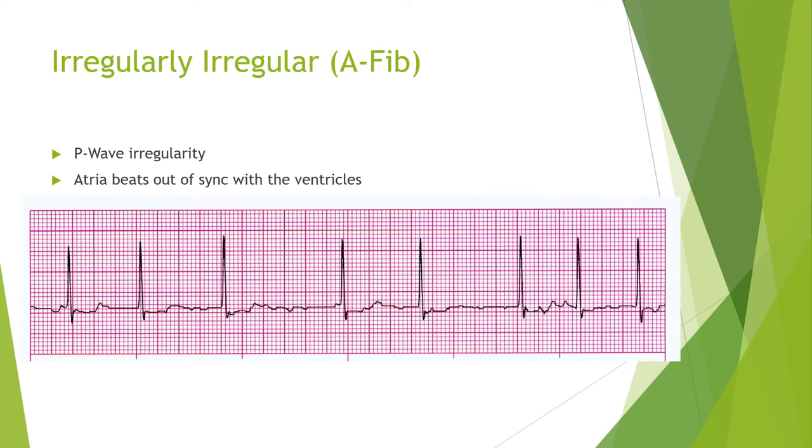Irregular, or AFib. When something fibrillates, it's very random and kind of quivering. There's no discernible P waves, or we can't tell what's a P wave and what's not. There is some with every QRS, but the QRS is not wide. You notice it's not more than 3 boxes. It's less than 3 boxes. Here, it's just a little over 1 box. So the P wave is irregular.